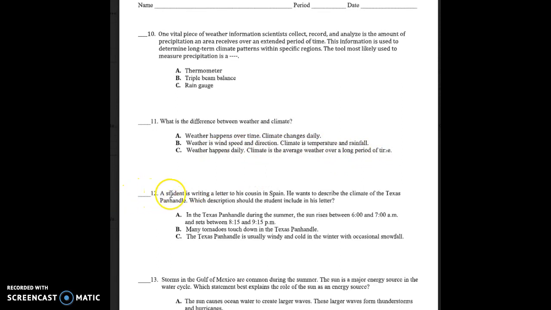Number 12. A student is writing a letter to his cousin in Spain. He wants to describe the climate of the Texas Panhandle. Which description should the student include in his letter? A. In the Texas Panhandle during the summer, the sun rises between 6 o'clock and 7 o'clock a.m. and sets between 8:15 and 9:15 p.m. B. Many tornadoes touch down in the Texas Panhandle. C. The Texas Panhandle is usually windy and cold in the winter with occasional snowfall.